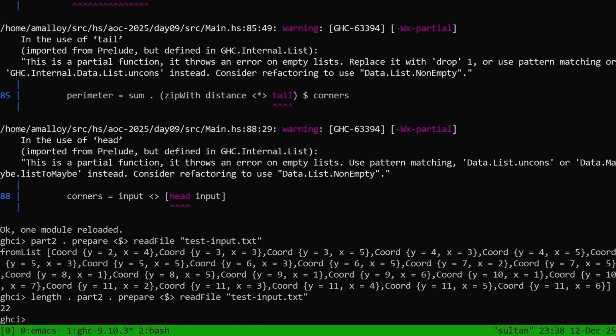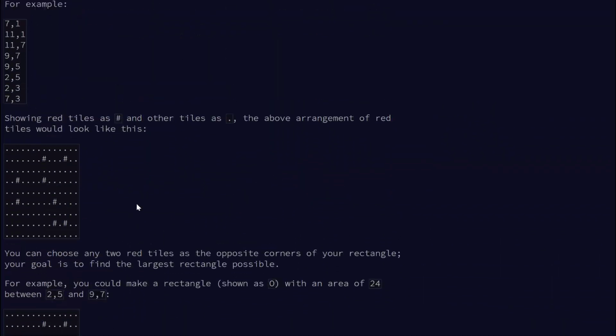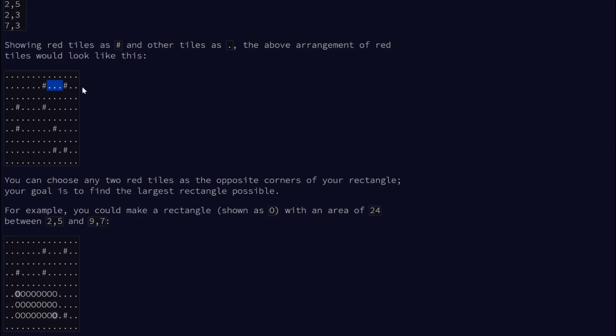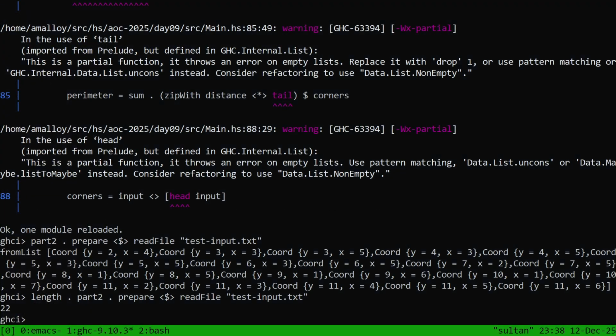22 tiles. Is that right? Hard to tell. We're only counting greens here, so 3 plus 5 is 8, 9, 10. Plus 6 is 16, 17, 21, 22. Is that the number I came up with? It is. So that's probably right. It would be quite a coincidence if I got that right by accident, right?